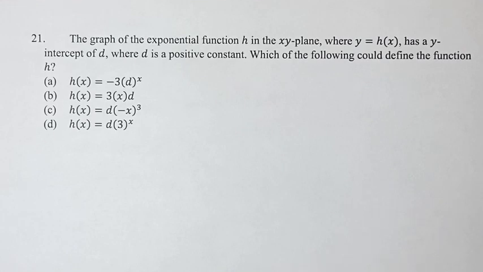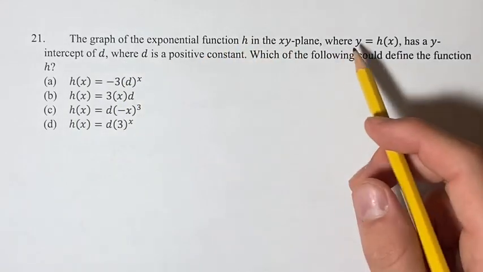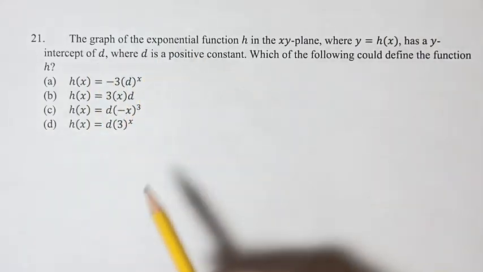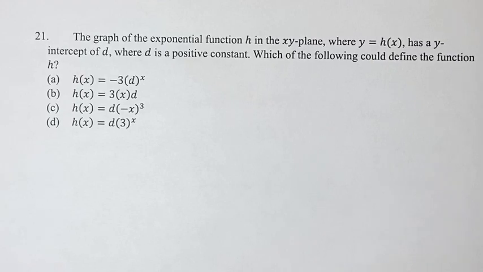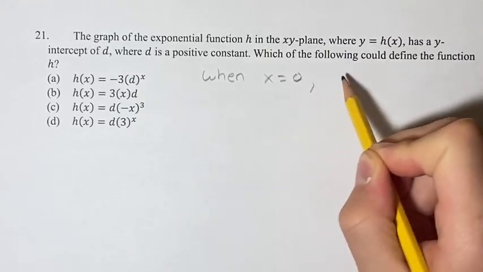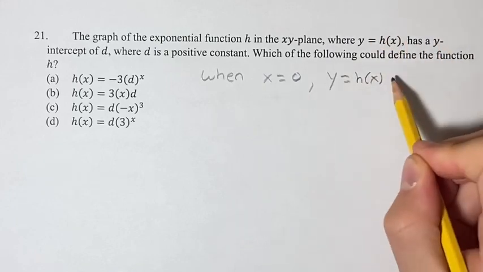In this problem, we're told that the graph of the exponential function h in the xy-plane, where y equals h of x, has a y-intercept of d, where d is a positive constant. We're asked which of the following could define the function h. So what does it mean for it to have a y-intercept of d? That means when x equals 0, y, in this case h of x, is equal to d.